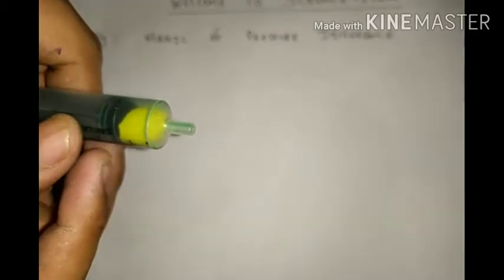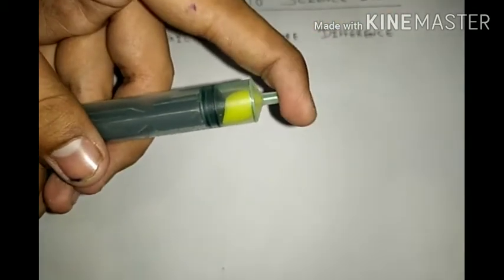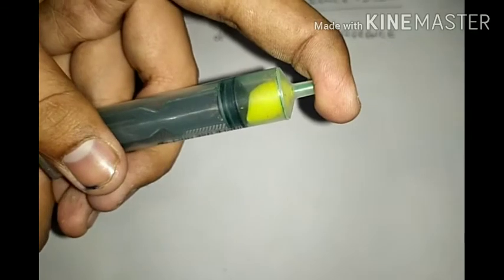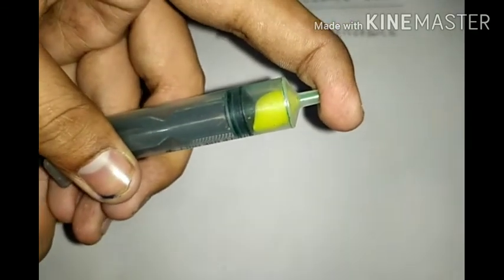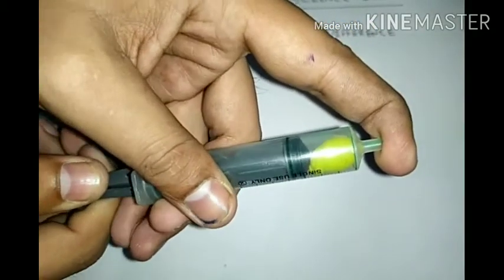Now you can see the size of the balloon is very small. Put your finger on the end of the syringe so that no air can come into the barrel. Now I will pull back the piston and you will see what happens.